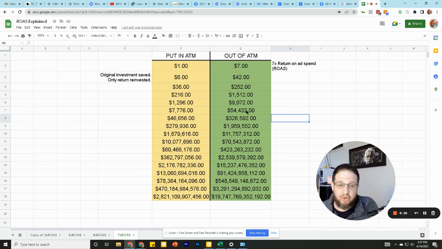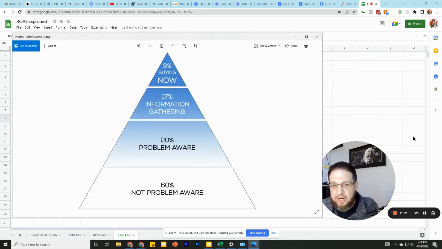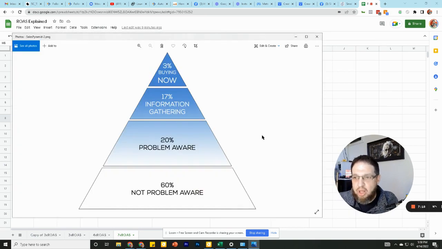And when it comes down to it, only 3% of the people are ready to buy right now. In fact, I'll show you this little triangle I have. Here we go. So this is called the sales pyramid, marketing pyramid, whatever you want to call it. You'll see that at the top, only 3% of people are ready to buy right now. So you have a website, for example, or a webinar, whatever, and 3% of the people are ready to buy right now. Most people put all of their marketing and all their effort into that 3%.